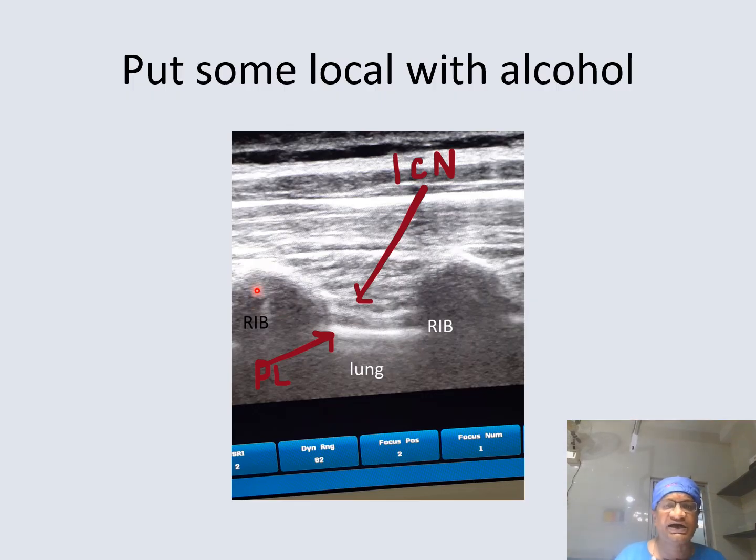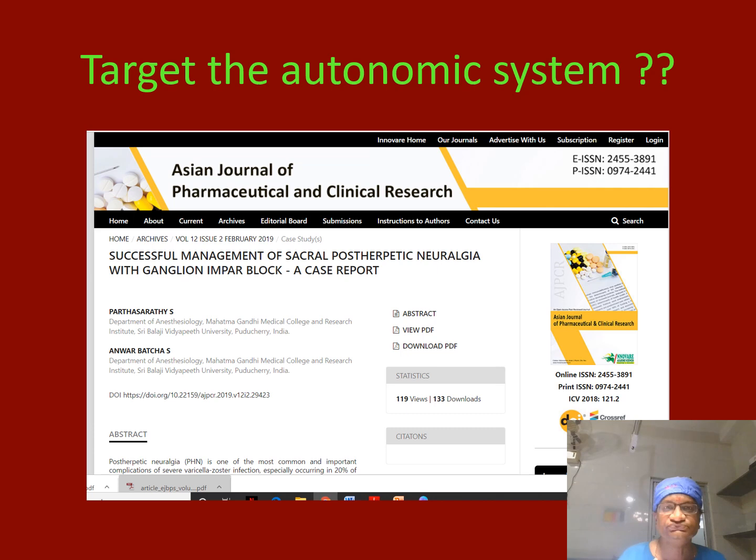Just see the ribs. This is the pleura. Here you see the lower border of the upper rib, the intercostal nerves are there, the pleura is there, and drop the local anesthetic with alcohol here. We can also target the autonomic nervous system. So there is a small somatosympathetic link. So management of sacral post-herpetic neuralgia, how to do it?